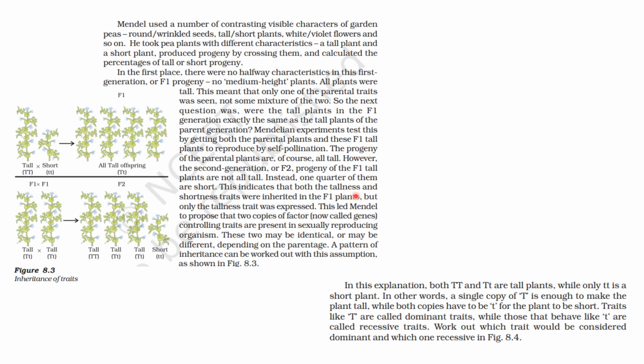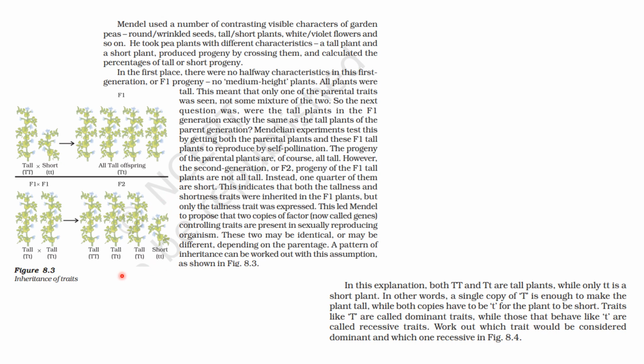So this indicates that both the tallness and shortness traits were inherited in the F1 plants, but only the tallness trait was expressed. This led Mendel to propose that two copies of factor, now called genes controlling traits, are present in sexually reproducing organisms. Okay, these two may be identical or may be different depending on the parentage. So this very important part is, जो हमने यहाँ पे क्रॉसिंग कराई थी तो सारे टॉल आए, बट जब टॉल और टॉल की क्रॉसिंग कराई तो 1/4 वर शॉर्ट, राइट.